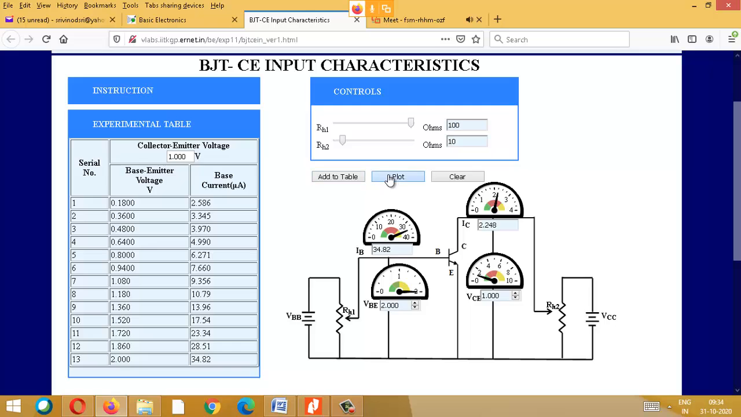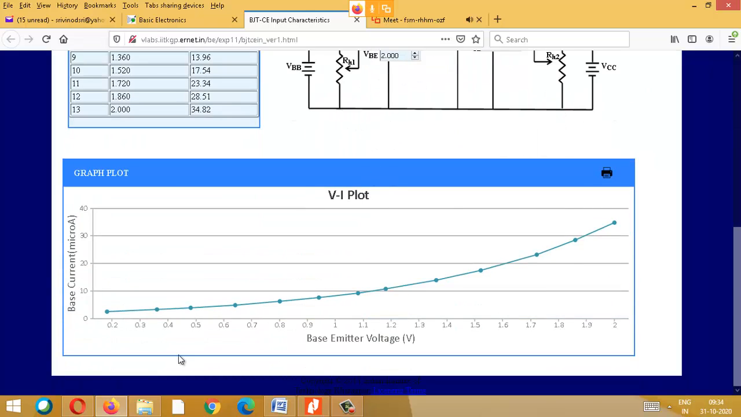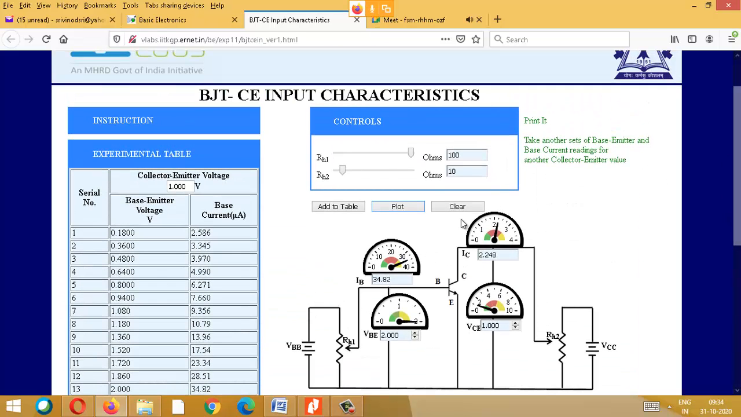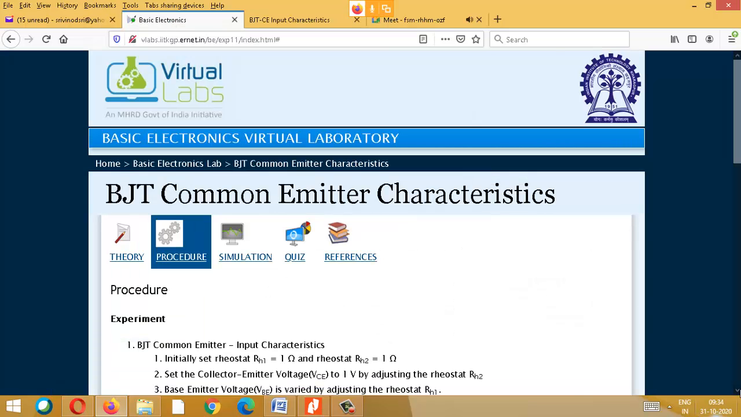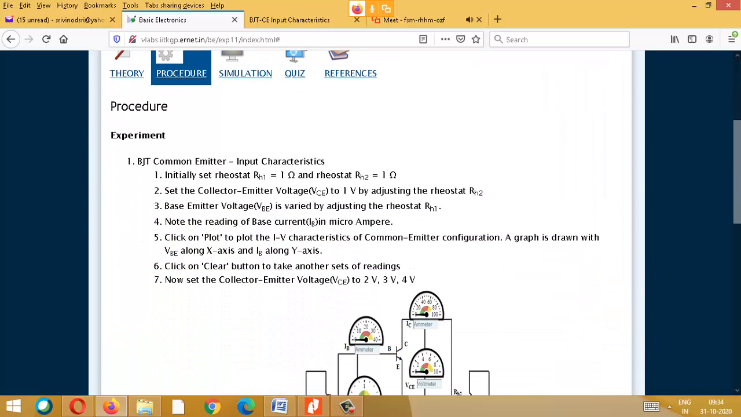Once you have the readings, you can go for the plot. Now you can see here that for a change in input voltage, there is a change in current. All this is obtained by keeping your output at a particular value. I have not changed this; I have kept it at a particular 10 ohms, and done this experiment where the voltage is around 1 volt. Our procedure says first keep it at a particular value, do the experiment and get the graph, then vary the value to 2 volt, 3 volt, 4 volt.